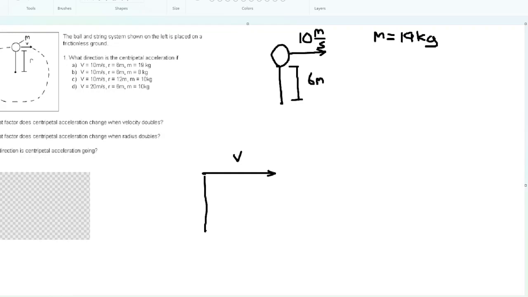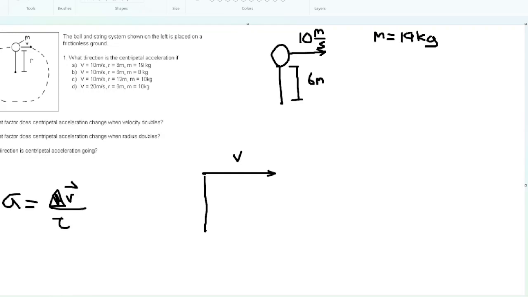Because of that, it's going to keep on changing like this as it revolves around the object. So if you look at this, then you can probably predict which way acceleration is going to be going. It's going to be going like this, like this, like this.